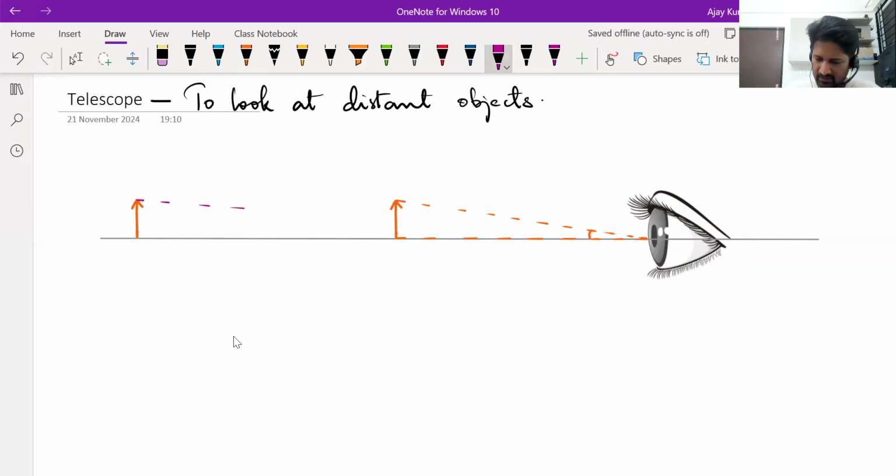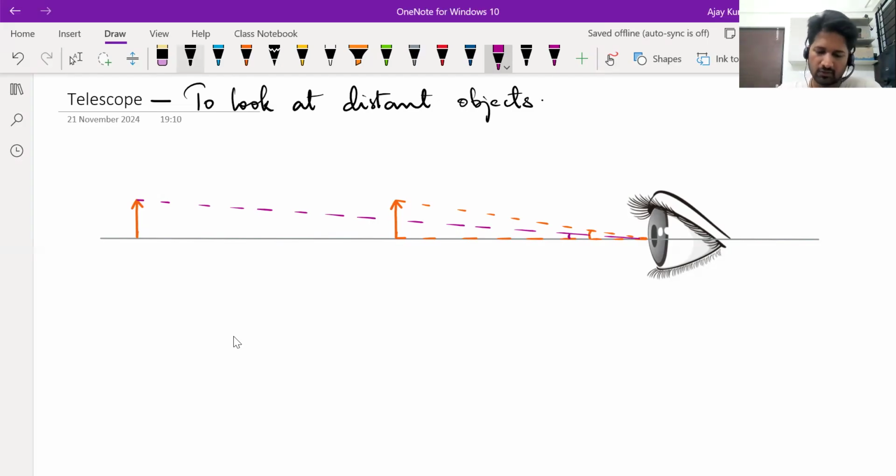And clearly, it now subtends a much smaller angle on your eye. So the same object, when it goes farther from you, subtends smaller and smaller angles. That is why it appears smaller to us. The object size won't decrease, no. It's the same sized object placed at a different distance and it appears smaller to us. So just like in case of microscope, in a telescope also, what we are looking for is angular magnification.